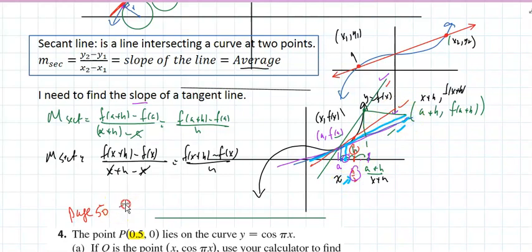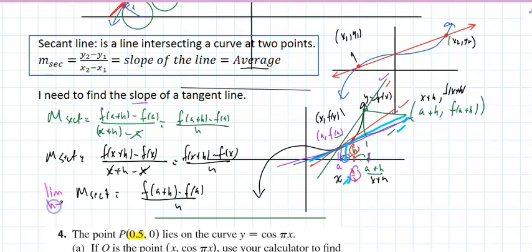So do we agree that as h disappears, if I take the slope of the secant line, which is f of a plus h minus f of a all over h, and if I apply the limit and let h approach 0, that would be the slope of the tangent line that I want.